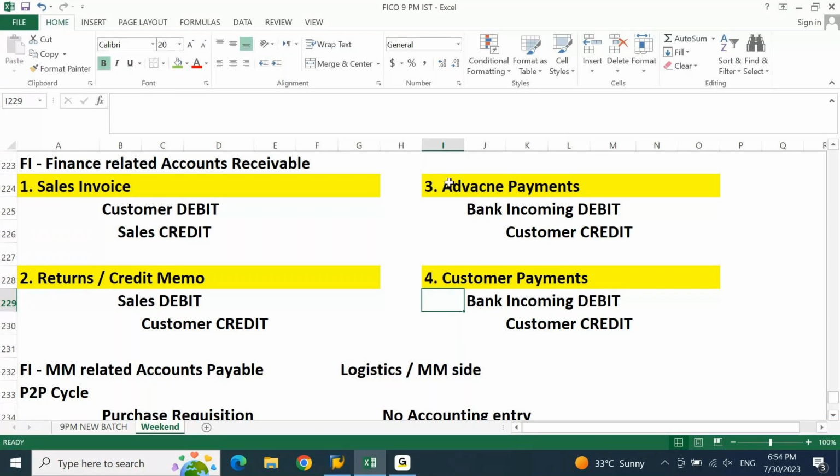In short, these are the accounting entries that we will be writing when it comes to finance related accounts receivable. Sales invoice, credit memo or sales returns, advance payment from customer, and normal payment received from the customer.